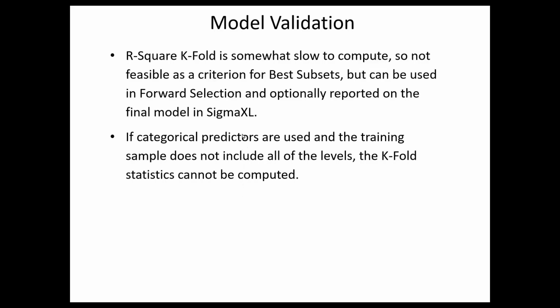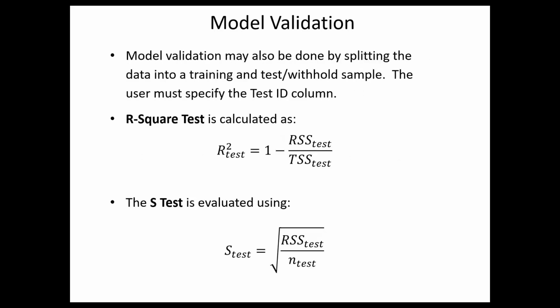Something you have to watch for is if you have categorical predictors, k-fold statistics, depending on how the randomization works out, if you have a training sample that does not include all of the levels, k-fold statistics cannot be computed. So it's not quite as robust as R-square predicted. Keep in mind that if you're not getting an R-square k-fold, it may well be that you have a categorical predictor with too many levels. If you have categorical interactions, that starts to get a little bit tricky, and it's the luck of the draw whether you have a representative sample in your training set. With continuous predictors, that won't be a problem.